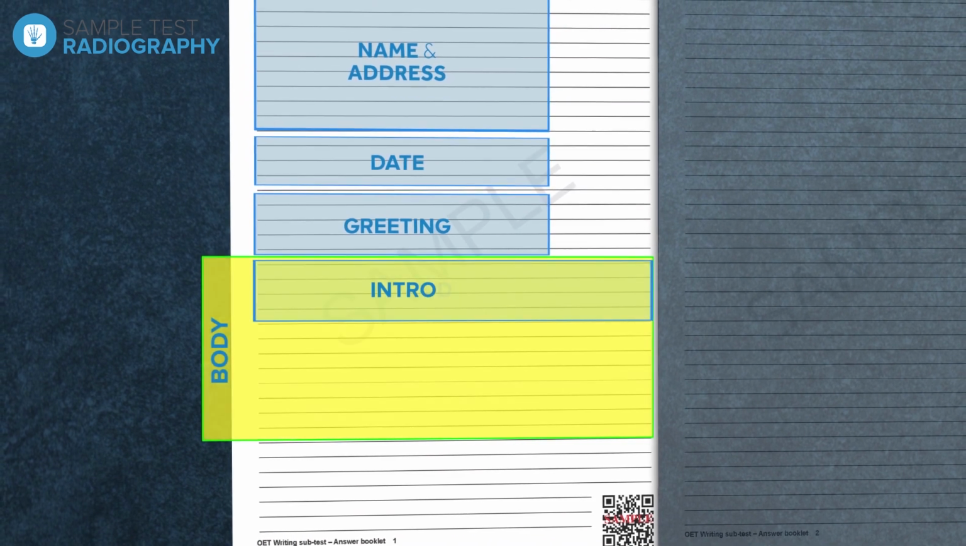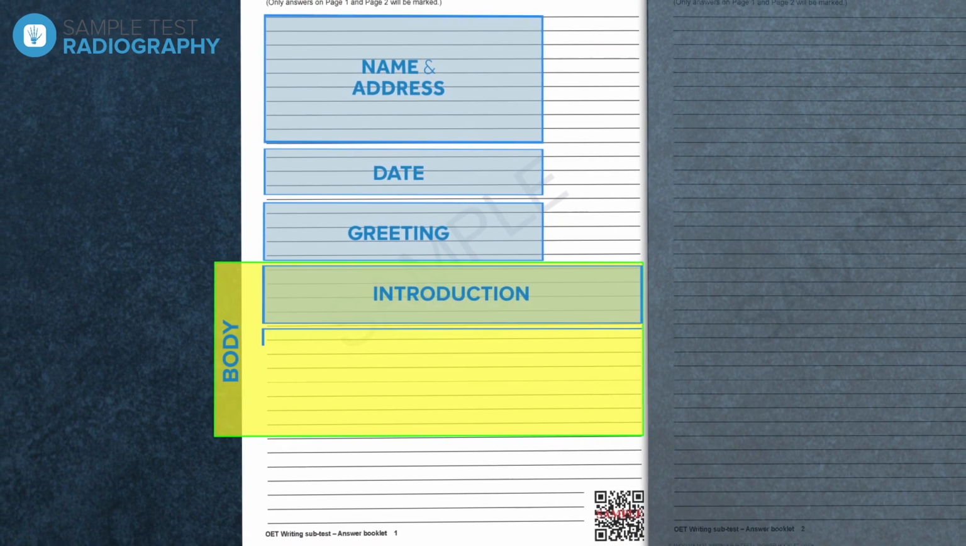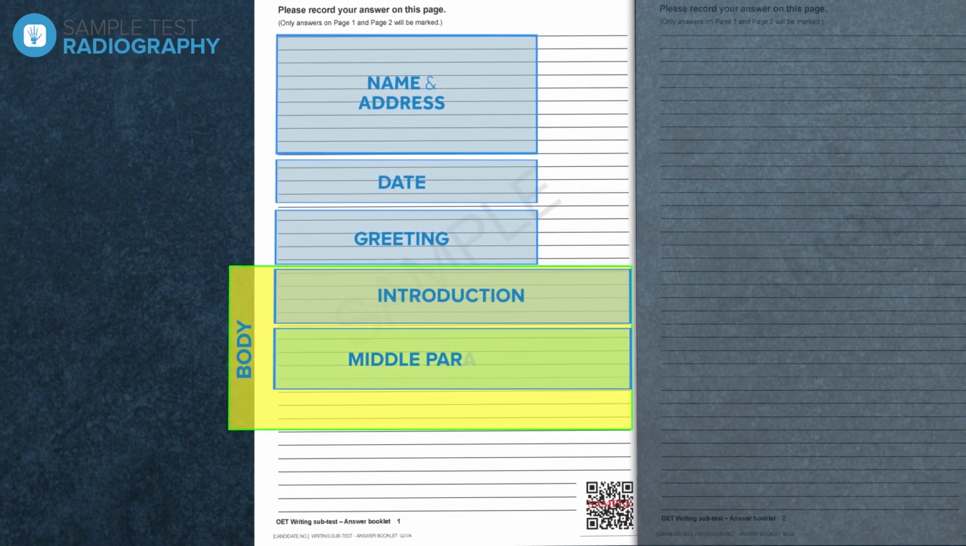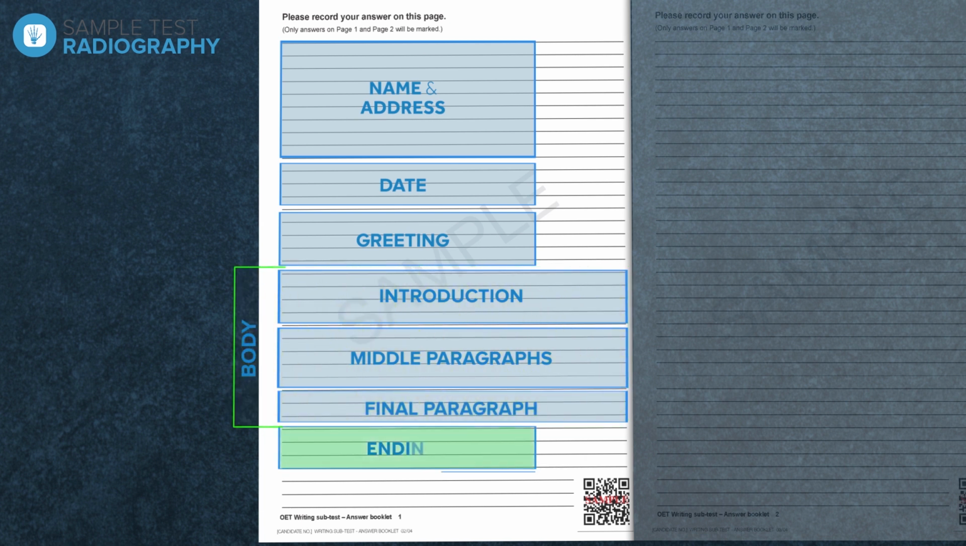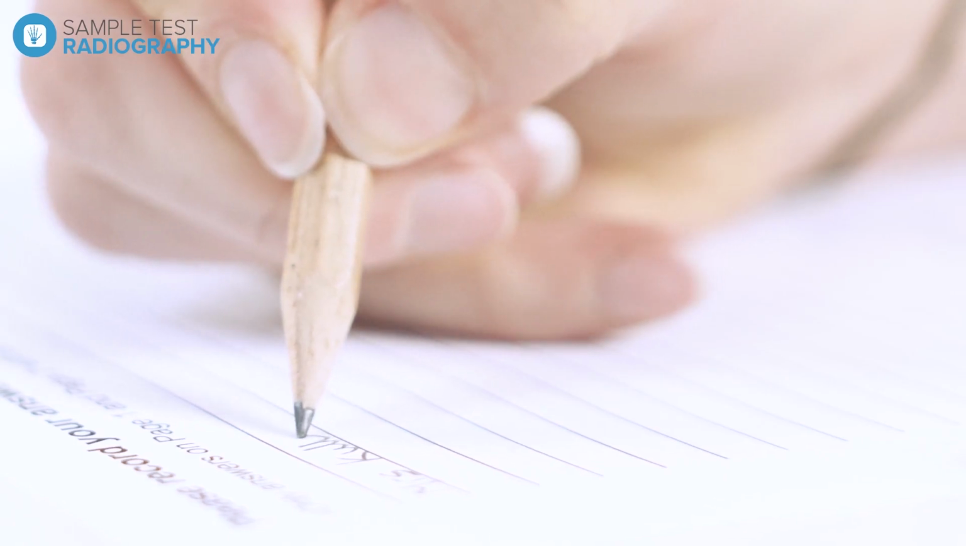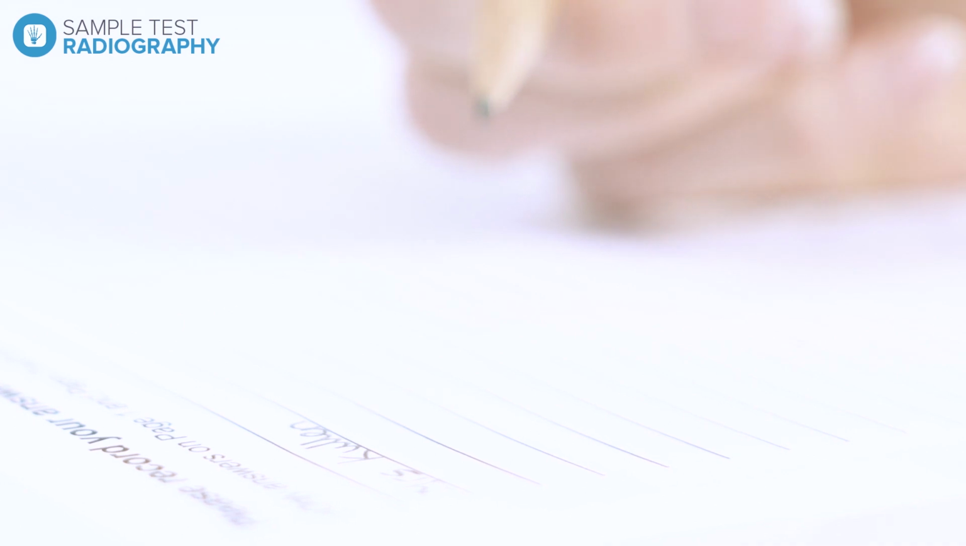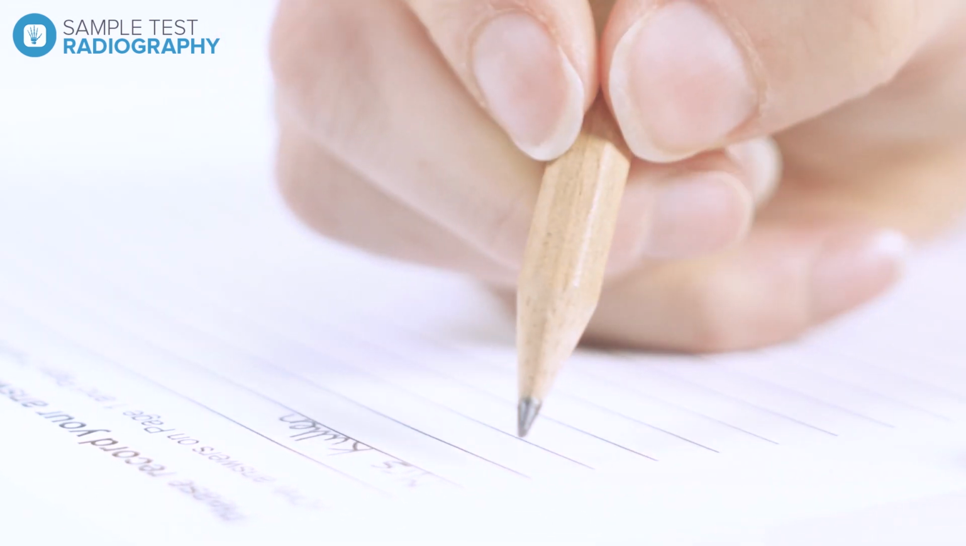The introduction, introducing the reason for writing, then the instructions paragraph, the summary of events paragraph, and finally the caution paragraph. Underneath all of this, I will add my ending, yours sincerely, and finally my job title, radiographer. As you write the paragraphs, think about how you will summarise the information.